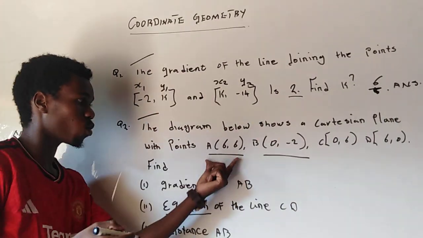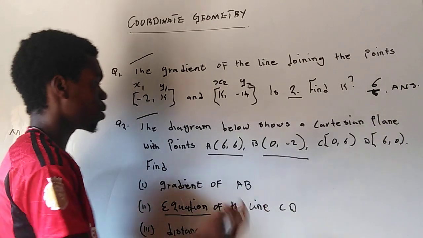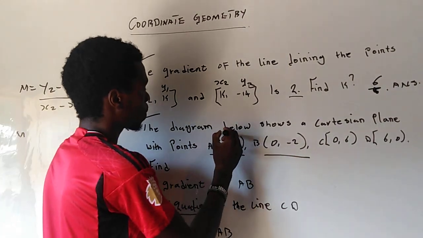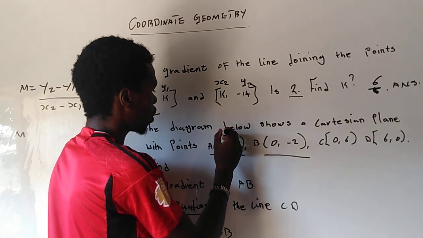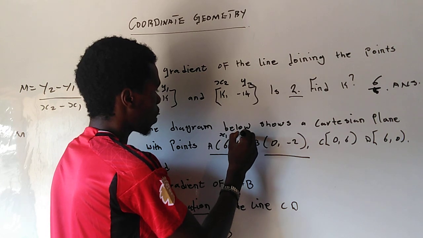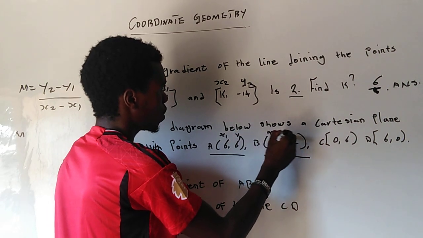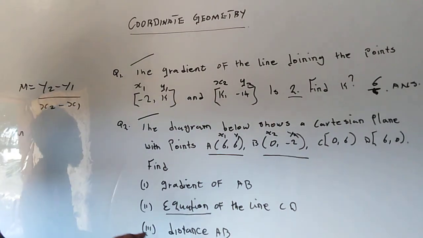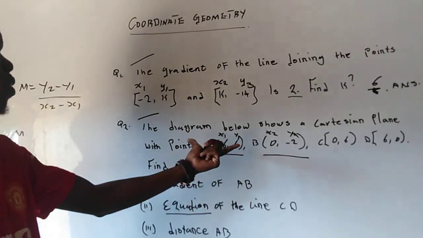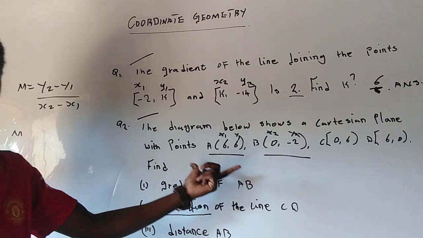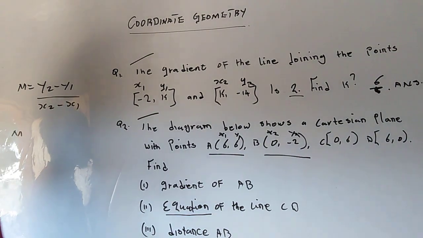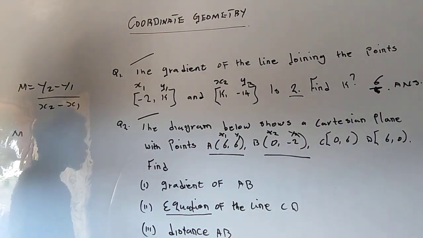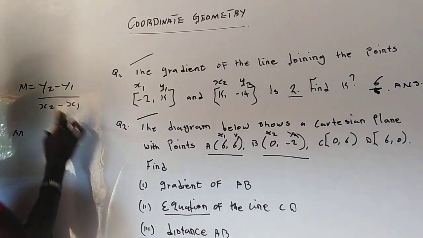Those are the points that we're using to come up with the gradient. So this is my coordinate 1, this is my coordinate 2. So I will say this is my x1, this is my y1, this is my x2, this is my y2. It's very much important that you name your coordinates like that, for you not to be making small mistakes.